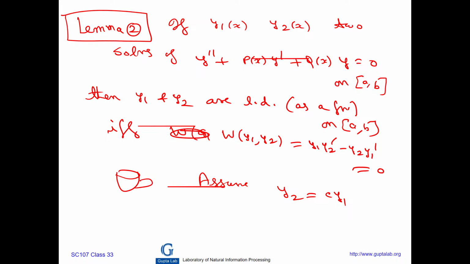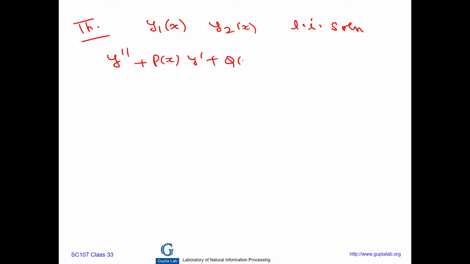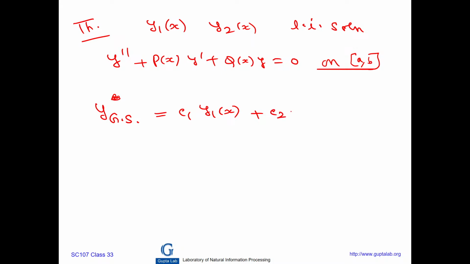And now we have the final result. Final theorem. अगर y1x और y2x linearly independent solution है of the homogeneous equation y double dash plus px times y prime plus qx times y is equal to 0 on closed interval a comma b, then general solution is c1 times y1x plus c2 times y2x. That means for two constants c1 and c2.